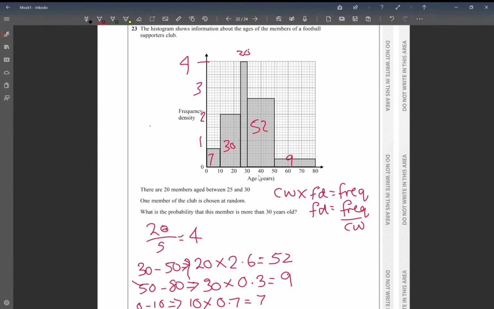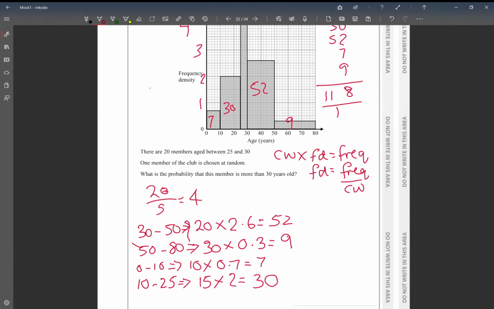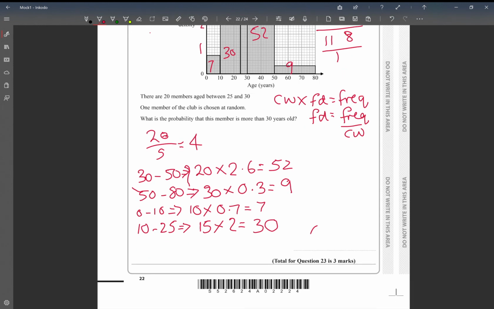And if you add them together, 20, 30, 52, 7 and 9. 5, 10, 11. So it's 118 in total. It's not a lovely number, but it doesn't really matter because what you're finding is the probability that the member is more than 30. So it's 52 plus 9. So that's going to be 61 in total out of 118. So you just leave it exactly like that.